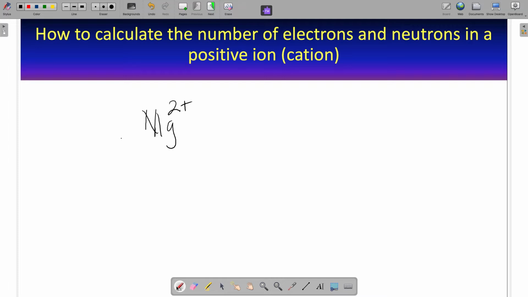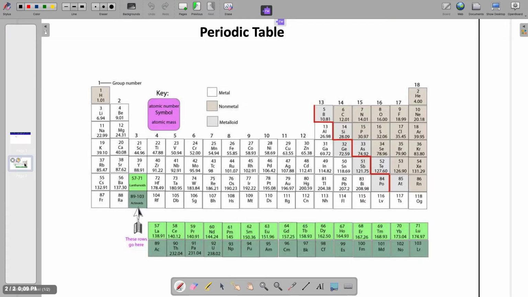So, as you've seen here, we have to, first of all, identify the atomic number of magnesium. So how do we do that? To do that, we refer to our periodic table. So this is our periodic table. So we locate magnesium. Magnesium is in group 2. As you've seen, magnesium has an atomic number of 12.